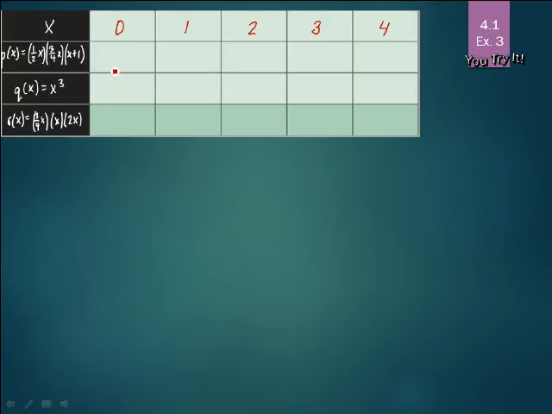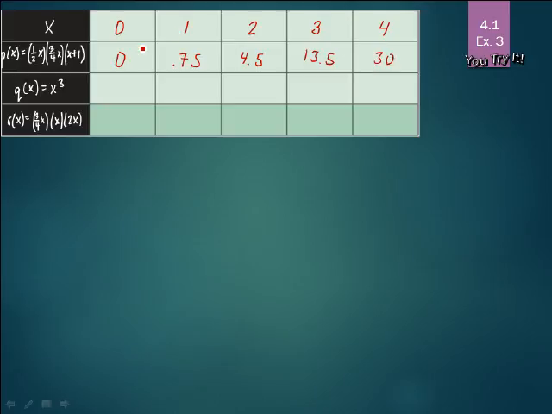So for p of x, if we plug in 0, we get 0. For 1, we get 75 hundredths. For 2, we get 4.5. For 3, we get 13.5. And for 4, we get 30.